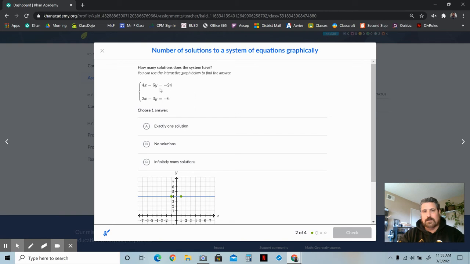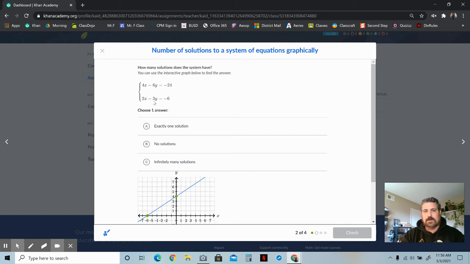So in this case, for the first line, 4x minus 6y equals negative 24, you're going to solve for the x and y intercepts. For the x-intercept, you turn the y value to 0 and it goes away. So you get 4x equals negative 24, and negative 24 divided by 4 is negative 6. So this first line crosses the x-axis at negative 6. And then for the y-intercept, negative 6y equals negative 24, because the x is 0. You divide both sides by negative 6, and you get y equals positive 4. So this one crosses the y-axis at 4 and the x-axis at negative 6.